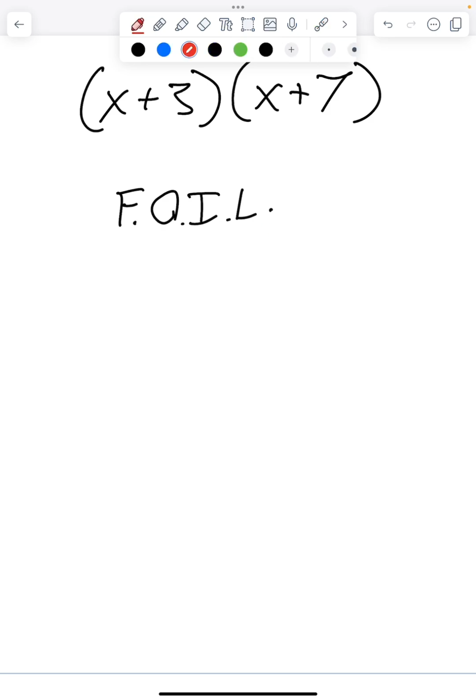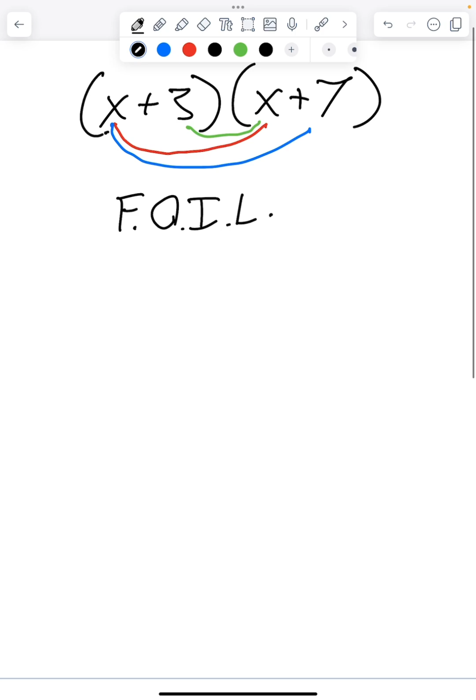So I would do my first term times my first term. I would do the outer term times the outer term. I would do the inner term times the inner term. And then finally, I would do the last term here times the last term here. Okay, so what happens when I actually do this?